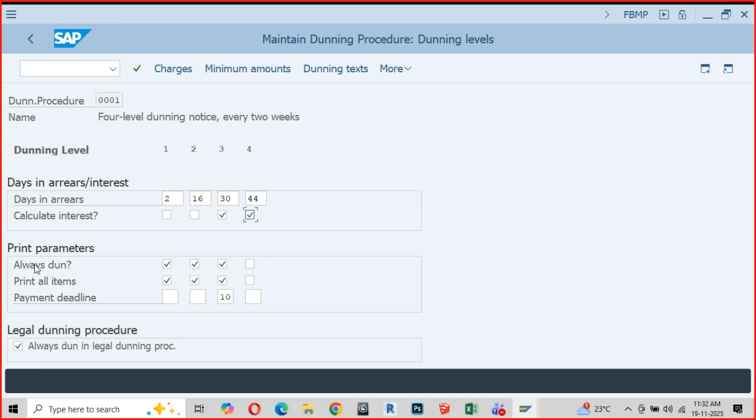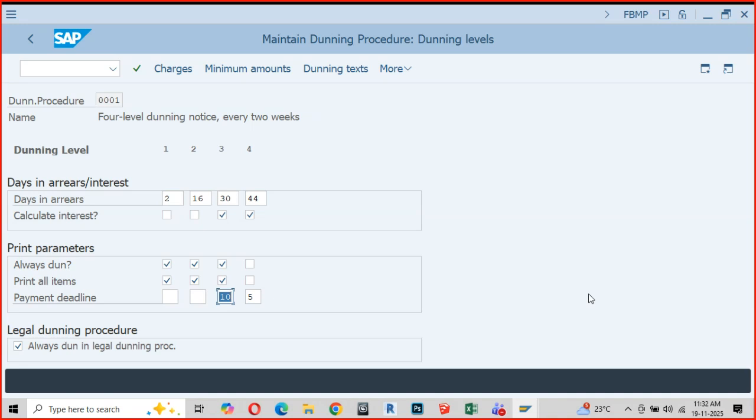Payment deadline. As you can see, you see a number 10 as far as the third level of dunning is concerned. Let me add 5. So what is this 10 and 5 on the third and the fourth level? That means if today is the due date, I have generated the third level of dunning today. So I am setting a deadline of 10 days after the third dunning letter is issued. I am asking the customer to make a payment within 10 days. That is exactly your payment deadline.